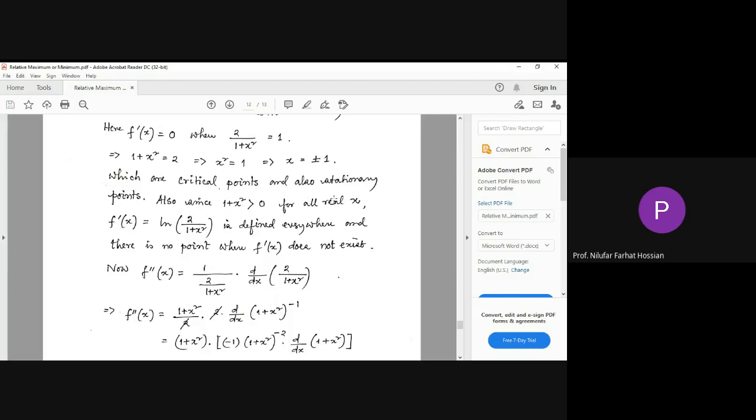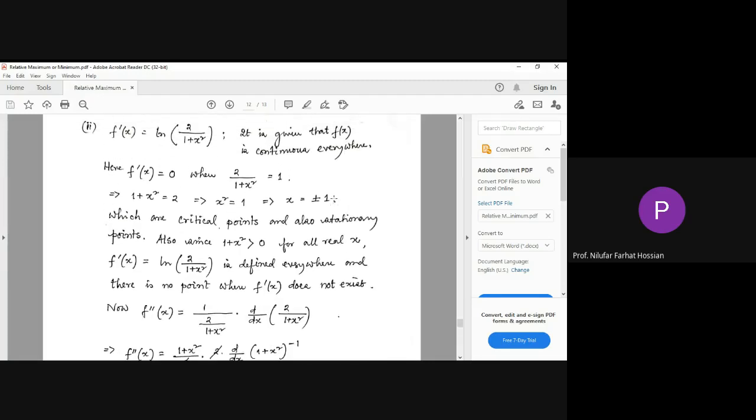Now we have to find the second order derivative, because here we are applying the second derivative test. So what will be the second derivative of this function? You see, what is the derivative of ln of x? Please tell me. 1 by x. Okay, so you consider this whole thing as your x. That means it will be 1 over x. Ln of x means 1 over x.